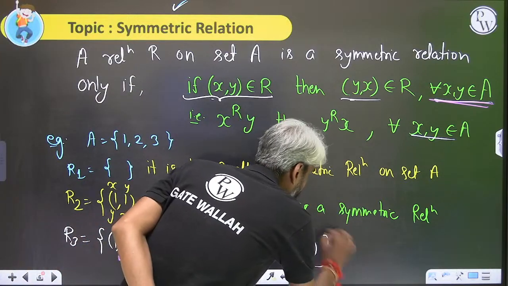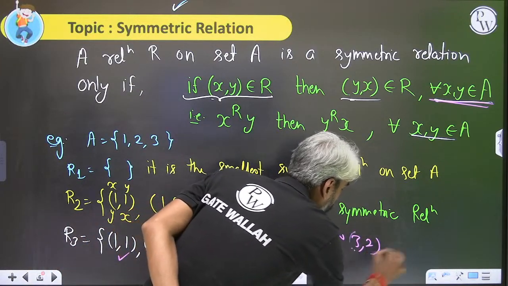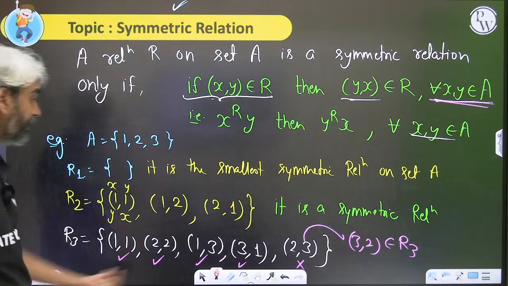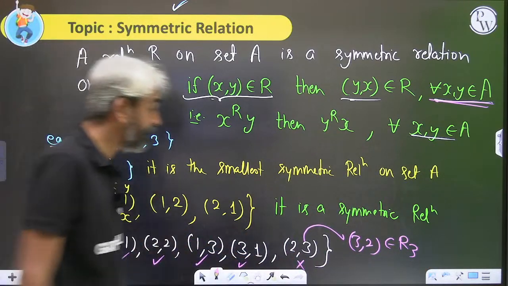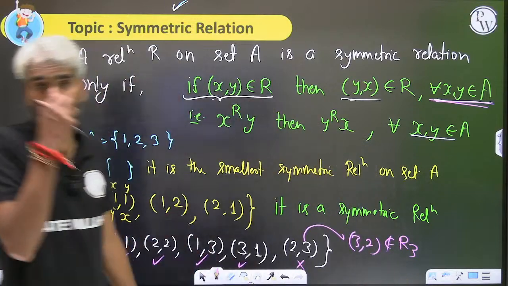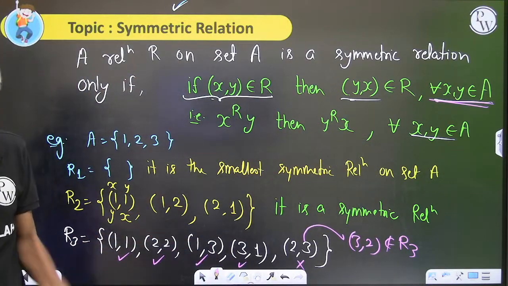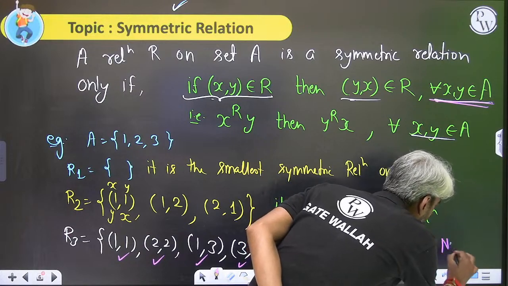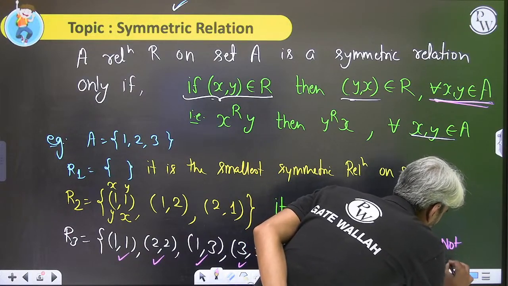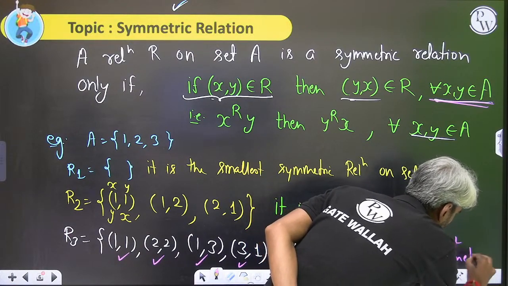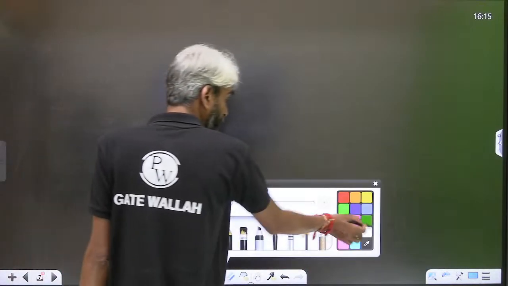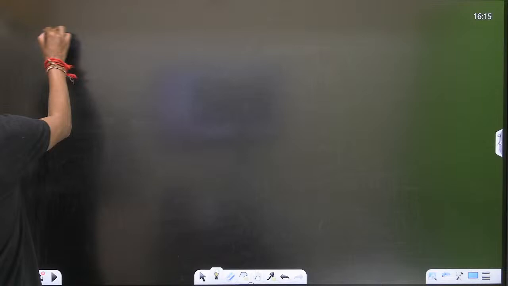Therefore, what can we say? (3,2) does not belong to R3. With respect to relation R3, if (2,3) belongs to relation R3, then (3,2) should also belong to relation R3. But in this case, (3,2) does not belong to relation R3. Therefore, not symmetric. Clear?